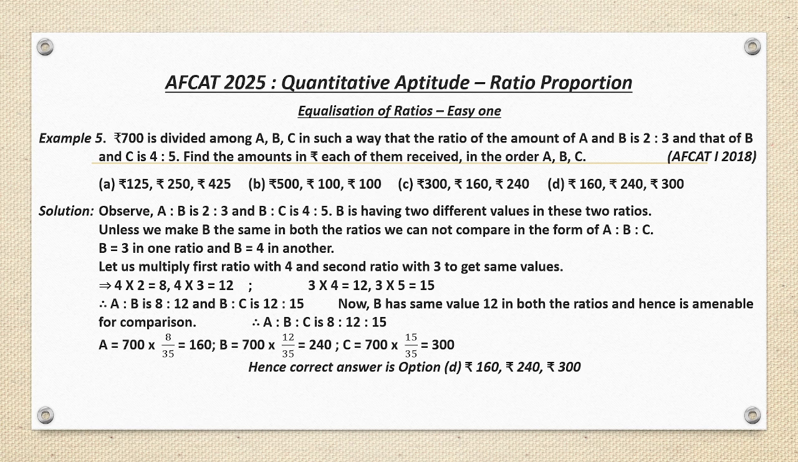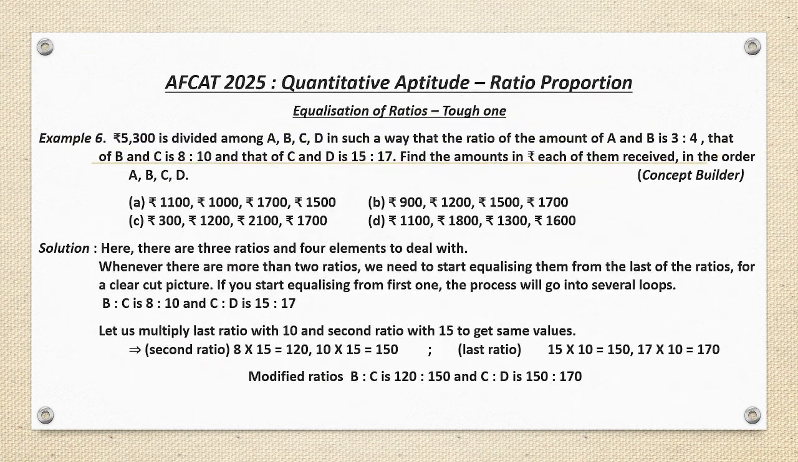Now the next example is a little bit tough. This is also equation of ratios. Right? Now here there are 4 persons, and obviously A is to B, B is to C, C is to D. There are 3 ratios. Right? So 5,300 rupees is divided among A, B, C, D. And what is the ratio? A to B is 3 is to 4. B to C is 8 is to 10. C to D is 15 to 17. Find the amounts in rupees each of them received in the order of A, B, C, D.